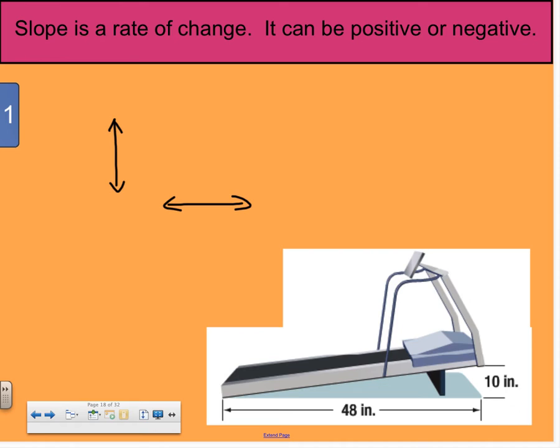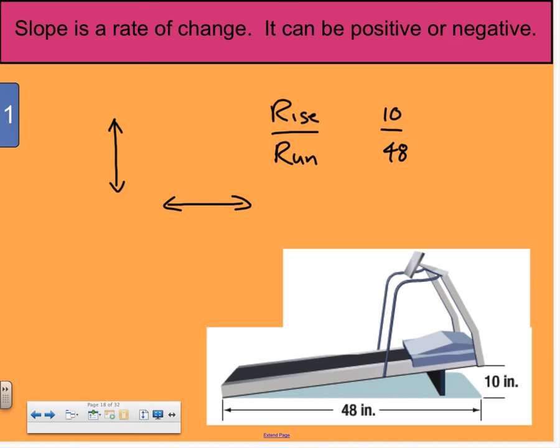So take a look at the picture. Someone tell me, what is the vertical change in this example? 10. Very good. So my rise is 10. And someone tell me, what would the run be? The run, the horizontal change is 48. Very good. So my rise over run is 10 over 48. So that is my slope.